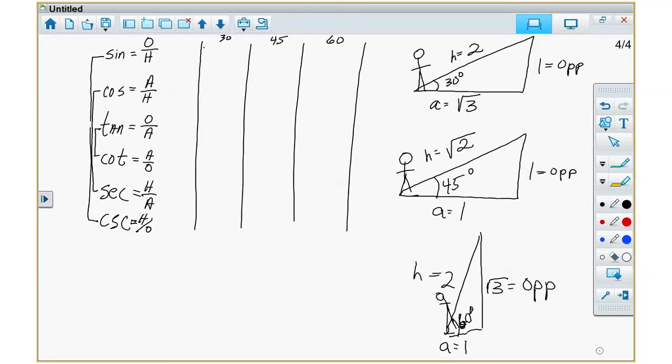Now you're also going to have to memorize how to rationalize the denominator too. If you can't do that, then you pretty much failed.